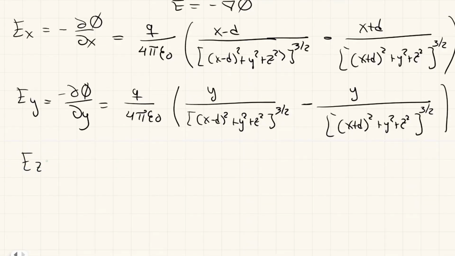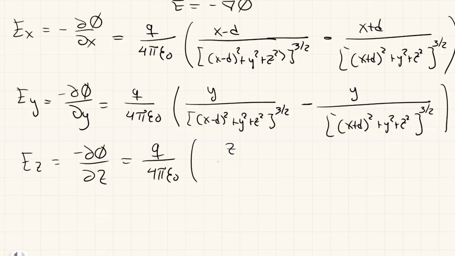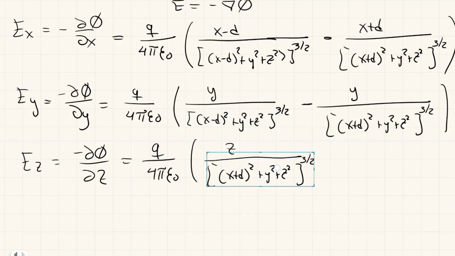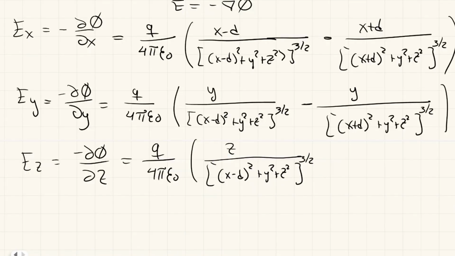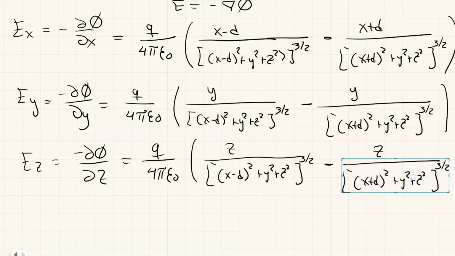And the z component of the electric field is going to be the negative derivative of the potential with respect to z, which equals Q over 4 pi epsilon 0 times z over this, but negative. Okay, and here we are going to have minus z over this thing over here. Perfect.